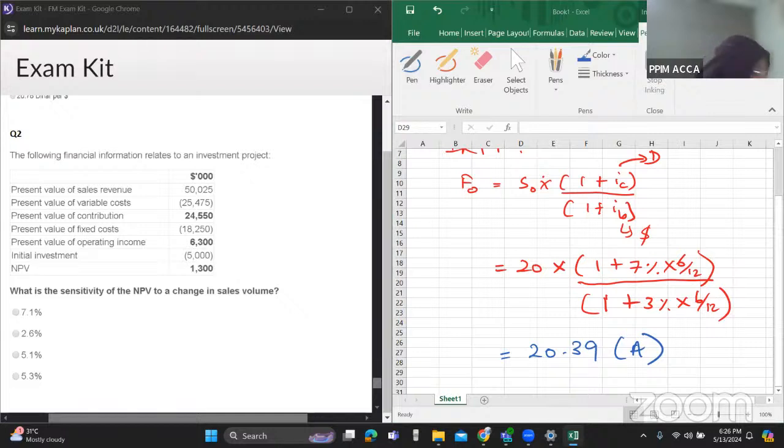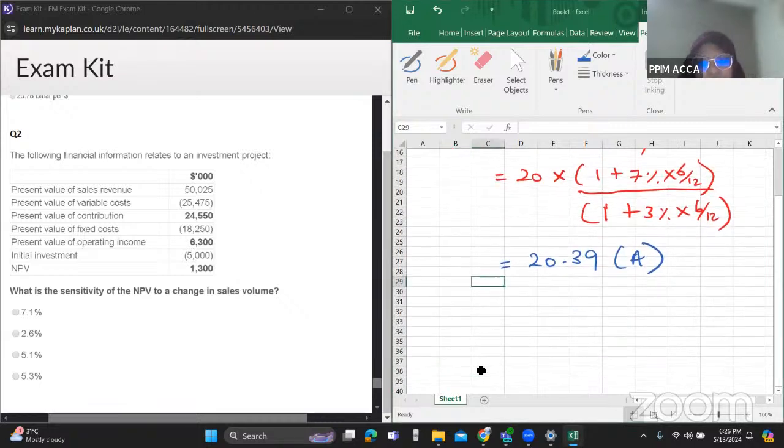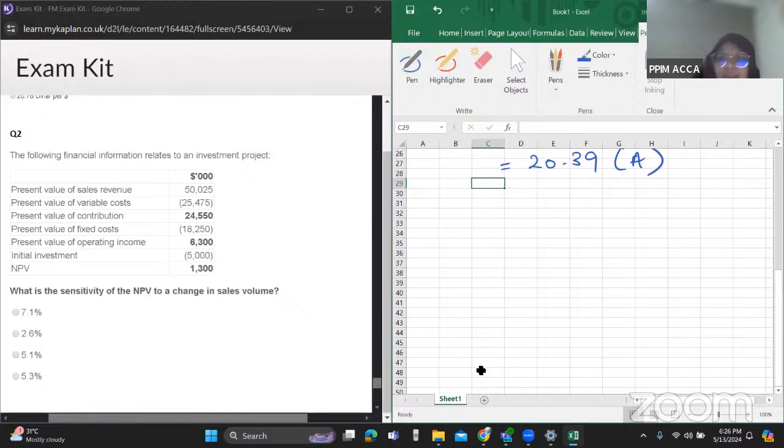NPV over sales times 100, which is D. Okay, the answer D is correct, but the equation is a little wrong. It can't be NPV over sales because that means they would say the sensitivity of the NPV to a change in sales price. It's not sales price over here. They're saying sales volume. So when it comes to sales volume, you have to remember that this is the normal NPV equation.